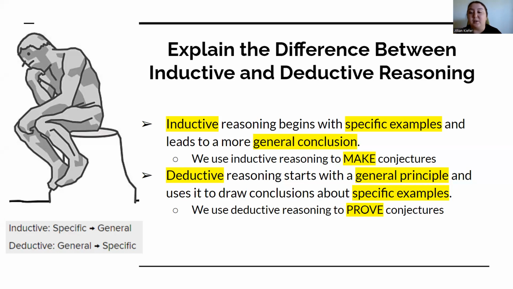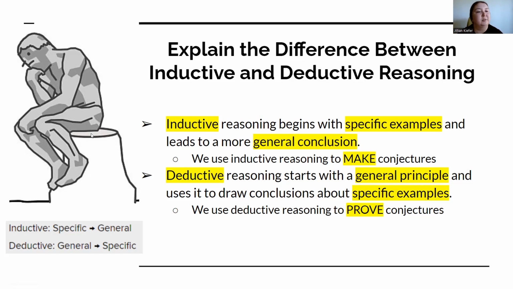Deductive reasoning starts with a general principle, a rule, a statement, a conjecture to begin with, and then we draw conclusions about specific examples. So it's kind of just opposite. So we use deductive reasoning to prove conjectures, so proving those principles or proving those rules.